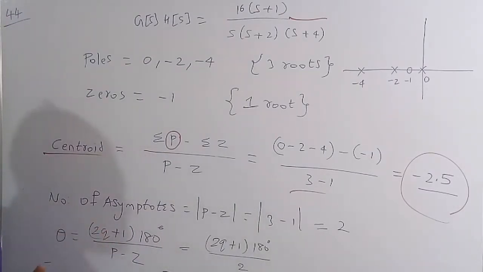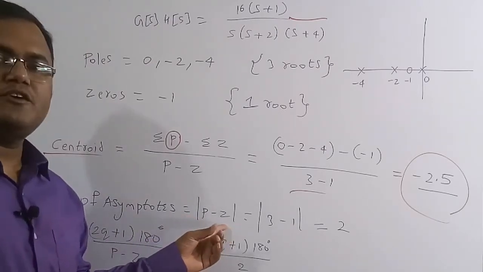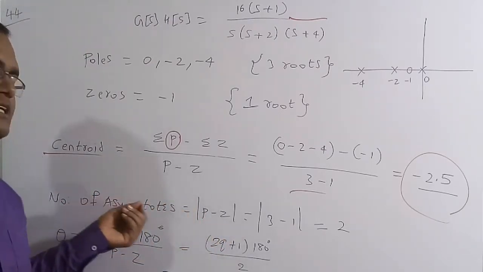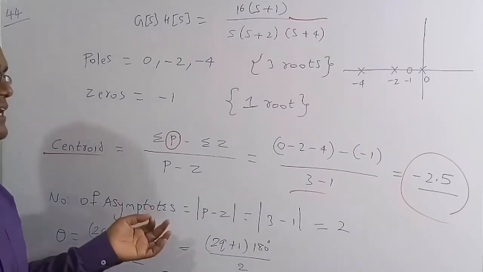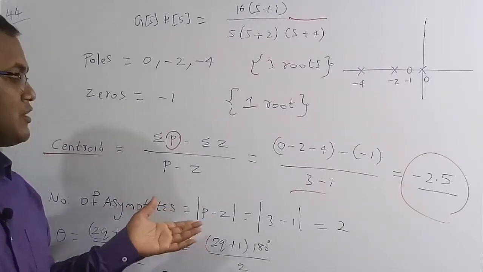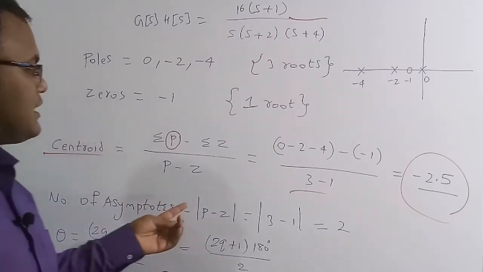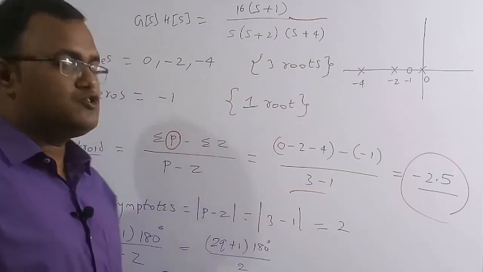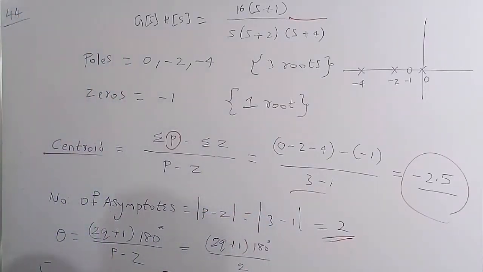The number of asymptotes is mod of P minus Z, the number of poles minus the number of zeros. It tells us that that many branches are going to infinity. Therefore mod of 3 minus 1 is 2. So 2 branches are going to infinity.